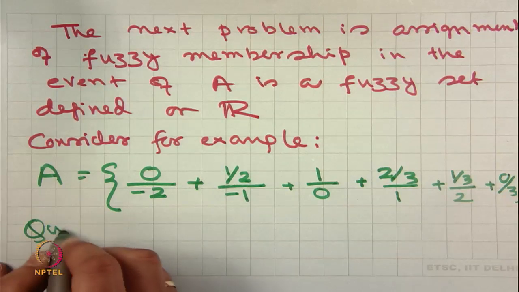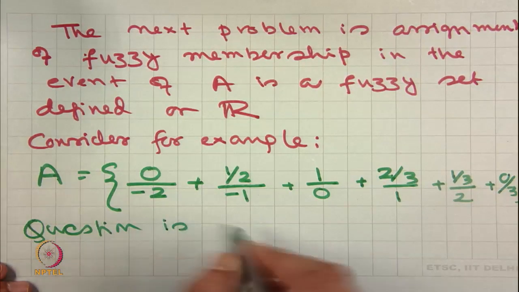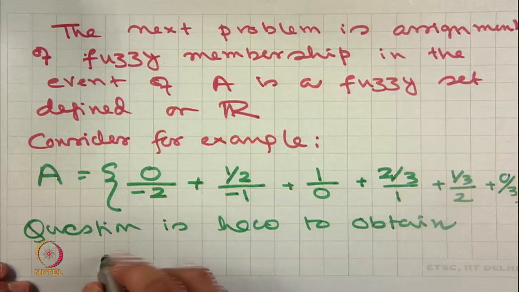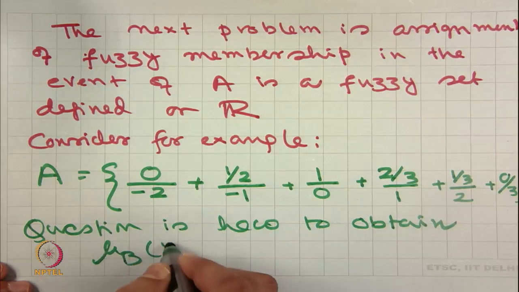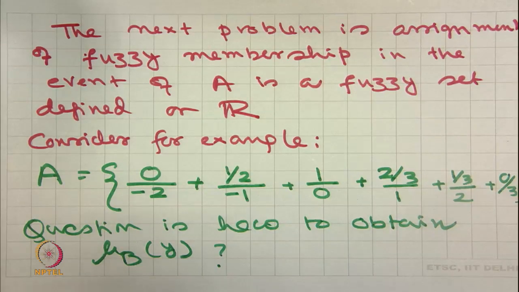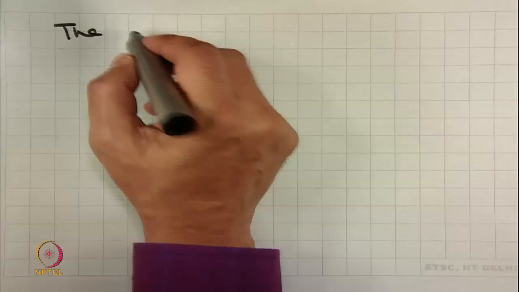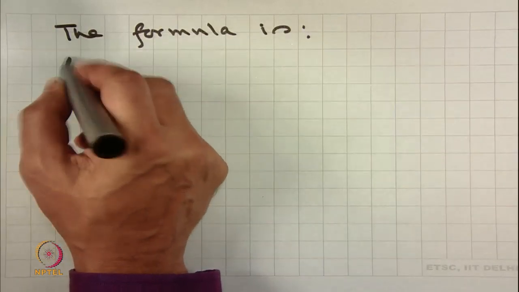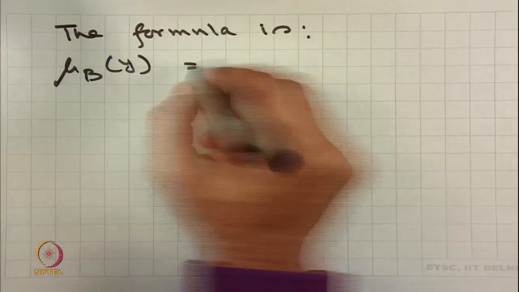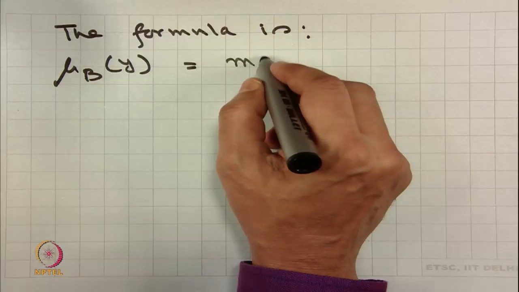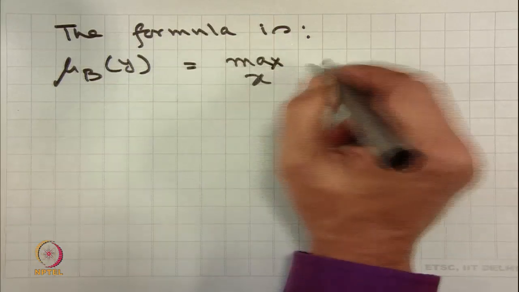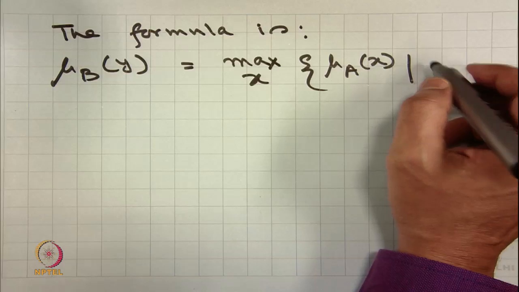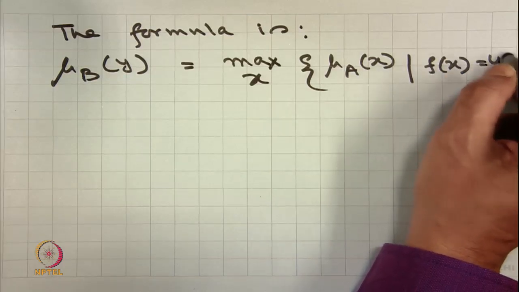Question is, how to obtain mu B of y. The formula is mu B of y is equal to maximum over x of mu A of x such that f of x is equal to y.